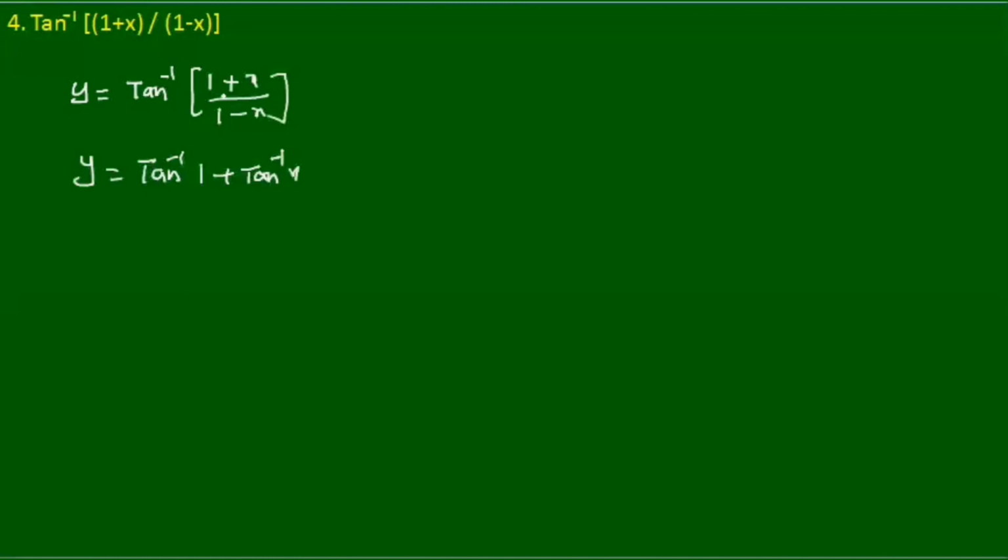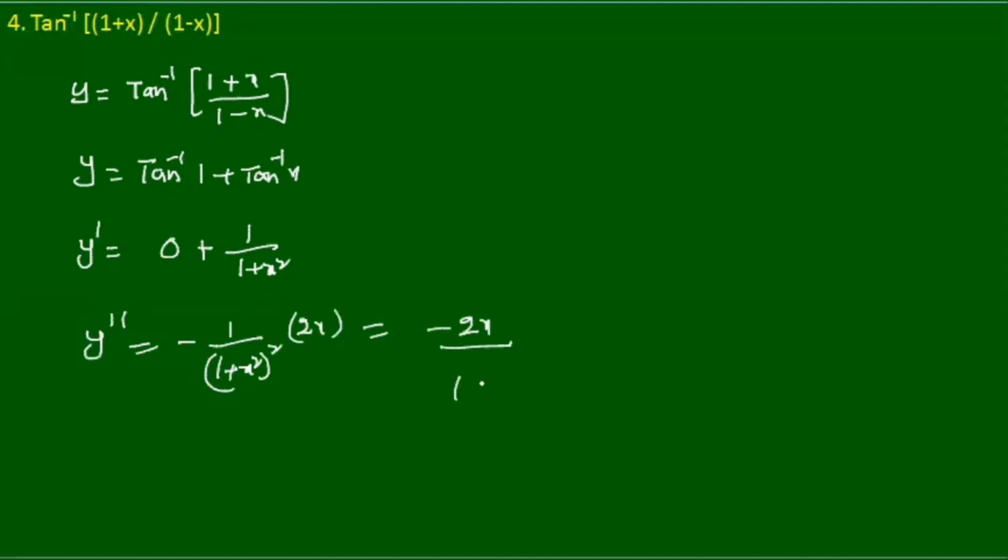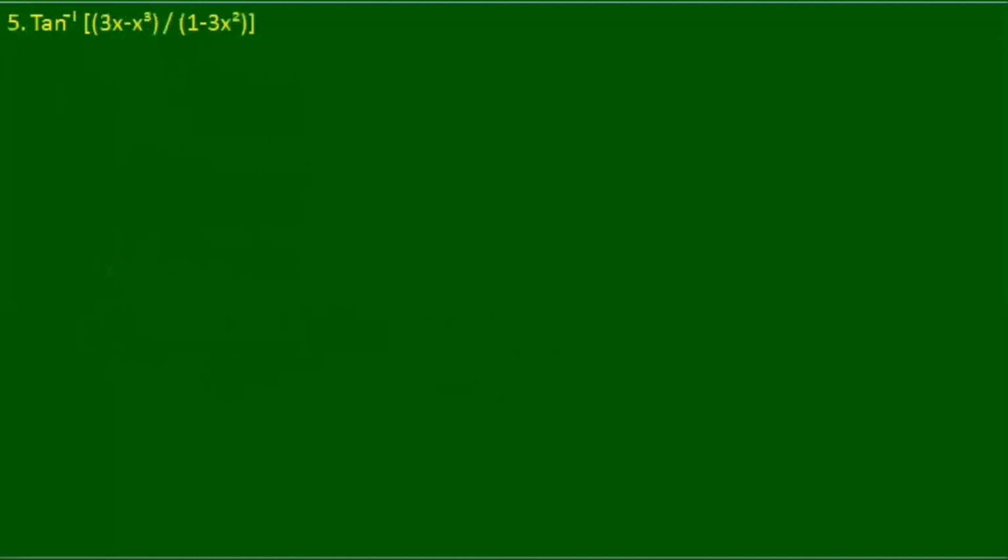So now we move to the first order derivative. What is y dash? Tan inverse 1 is a constant, its derivative is 0, and the derivative of tan inverse of x is 1 by 1 plus x square. For y double dash, 1 by 1 plus x square is in the form of 1 by f of x, so minus 1 by f of x whole square into f dash of x, which is 2x. f of x here is 1 plus x square. So minus 2x by 1 plus x square whole square is the second order derivative of tan inverse of 1 plus x by 1 minus x. So for inverse trigonometric functions, we have to learn the formulas.